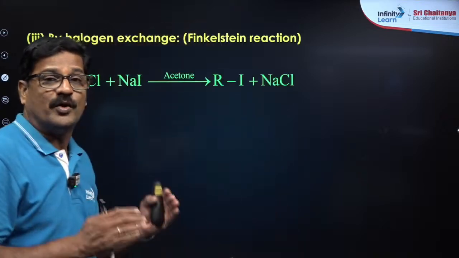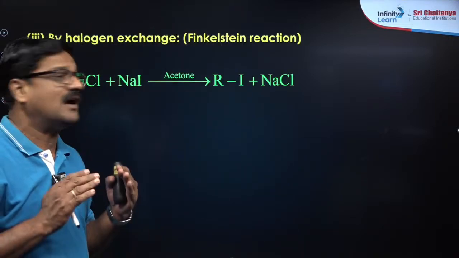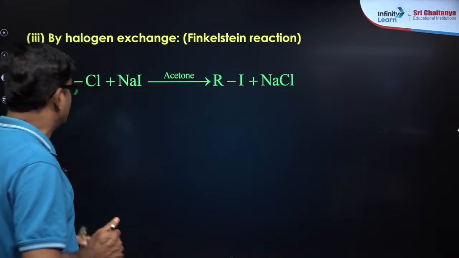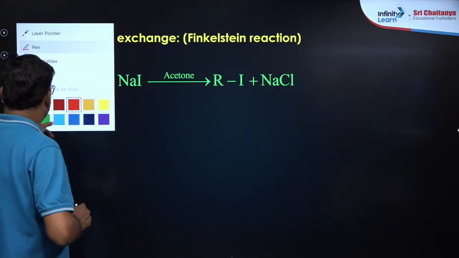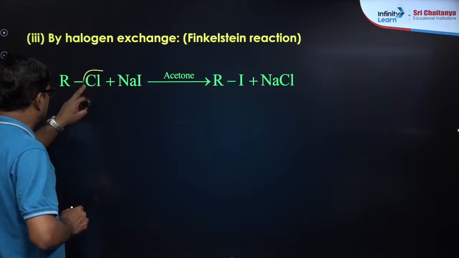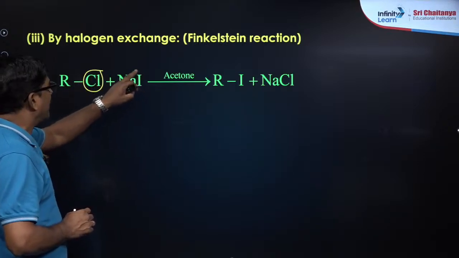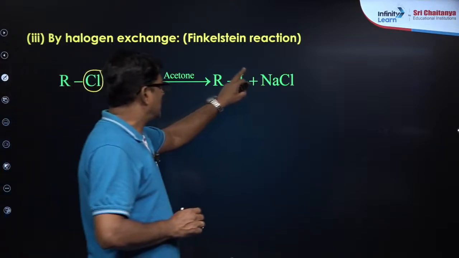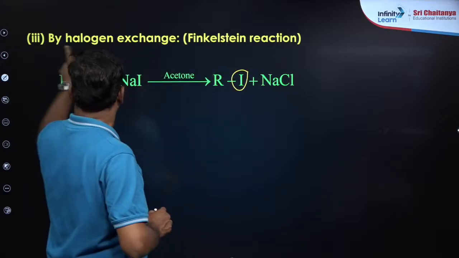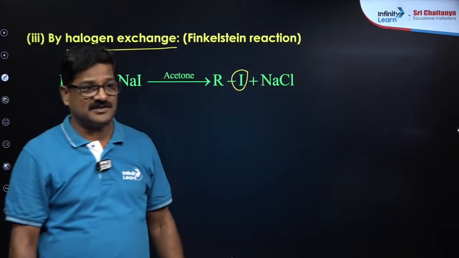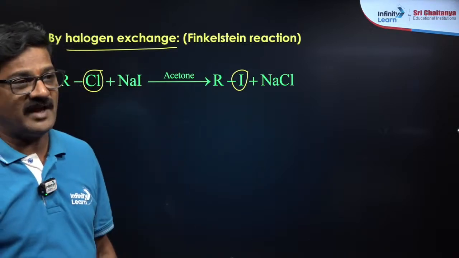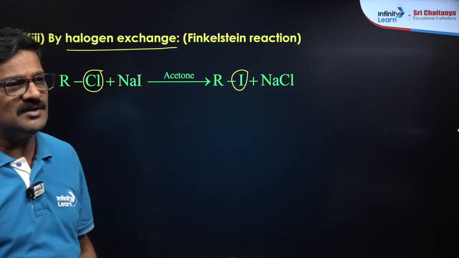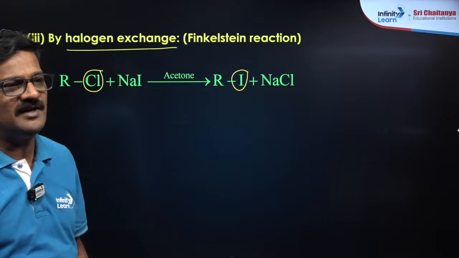Let us talk about the Finkelstein reaction. When sodium iodide is treated with alkyl chloride in the presence of acetone, the halogen that is already present is replaced by iodine. So, this is called a halogen exchange reaction. This is what you call the Finkelstein reaction.